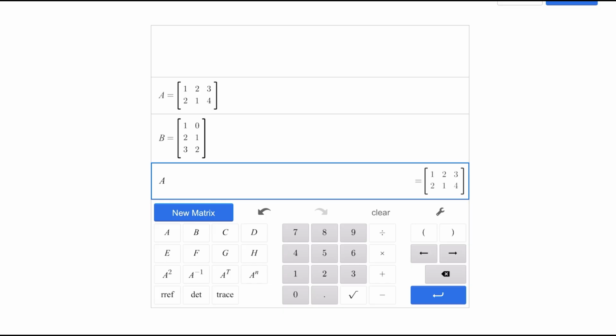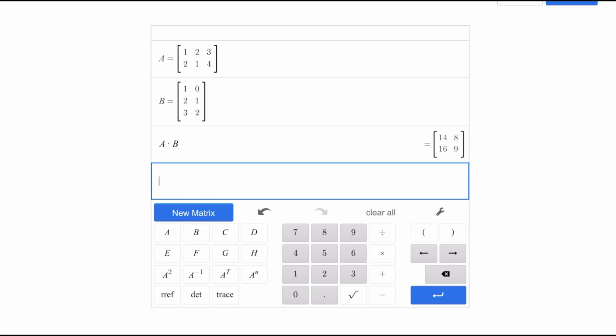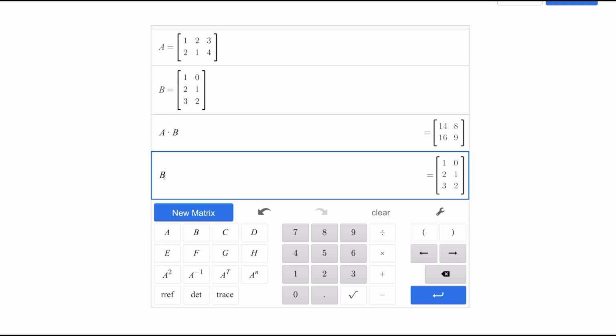A times B, hit enter, and we get 14, 8, and 16, 9. I don't know exactly that is, we have to trust the math, that the proper multiplications and additions are done, but it is a 2 by 2 matrix, so that does double check with what we did earlier.